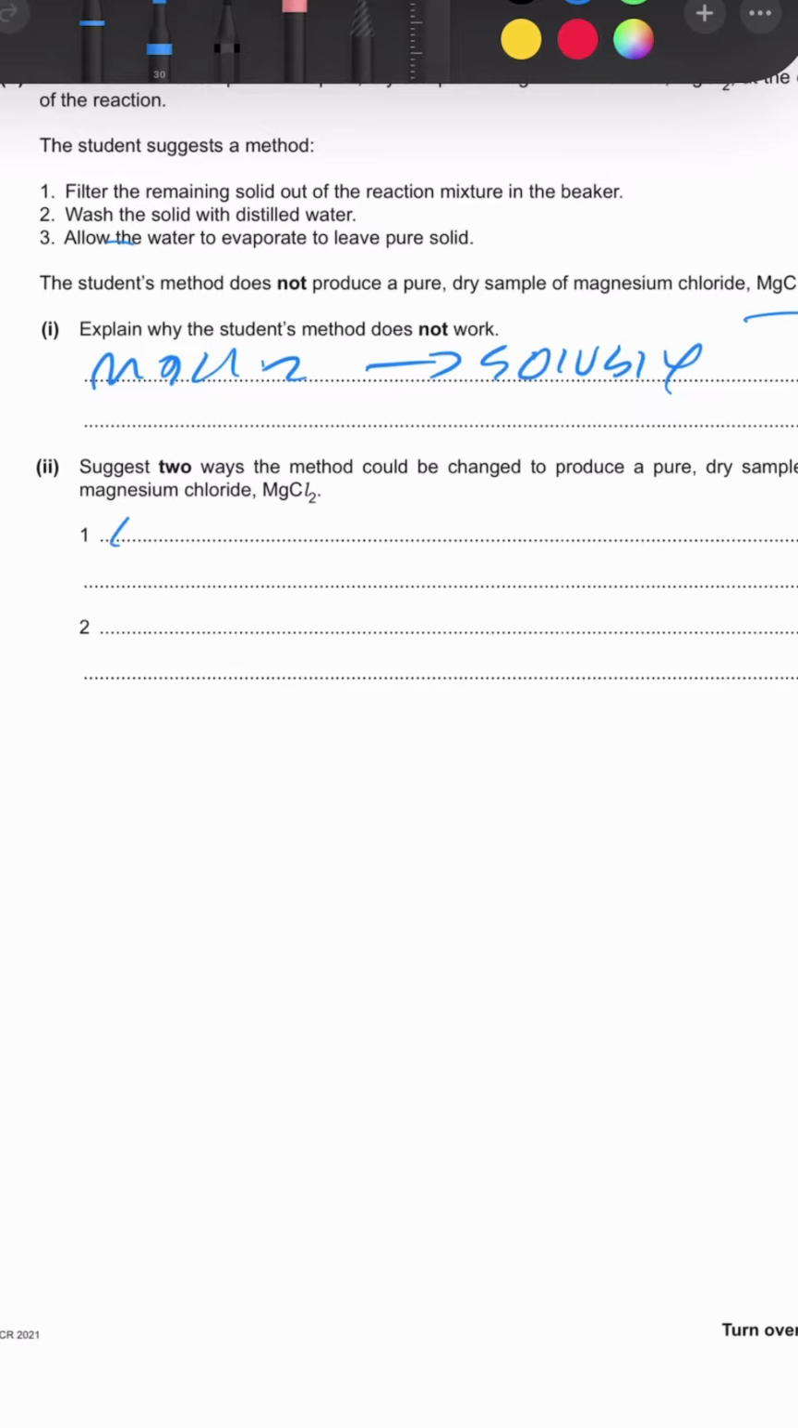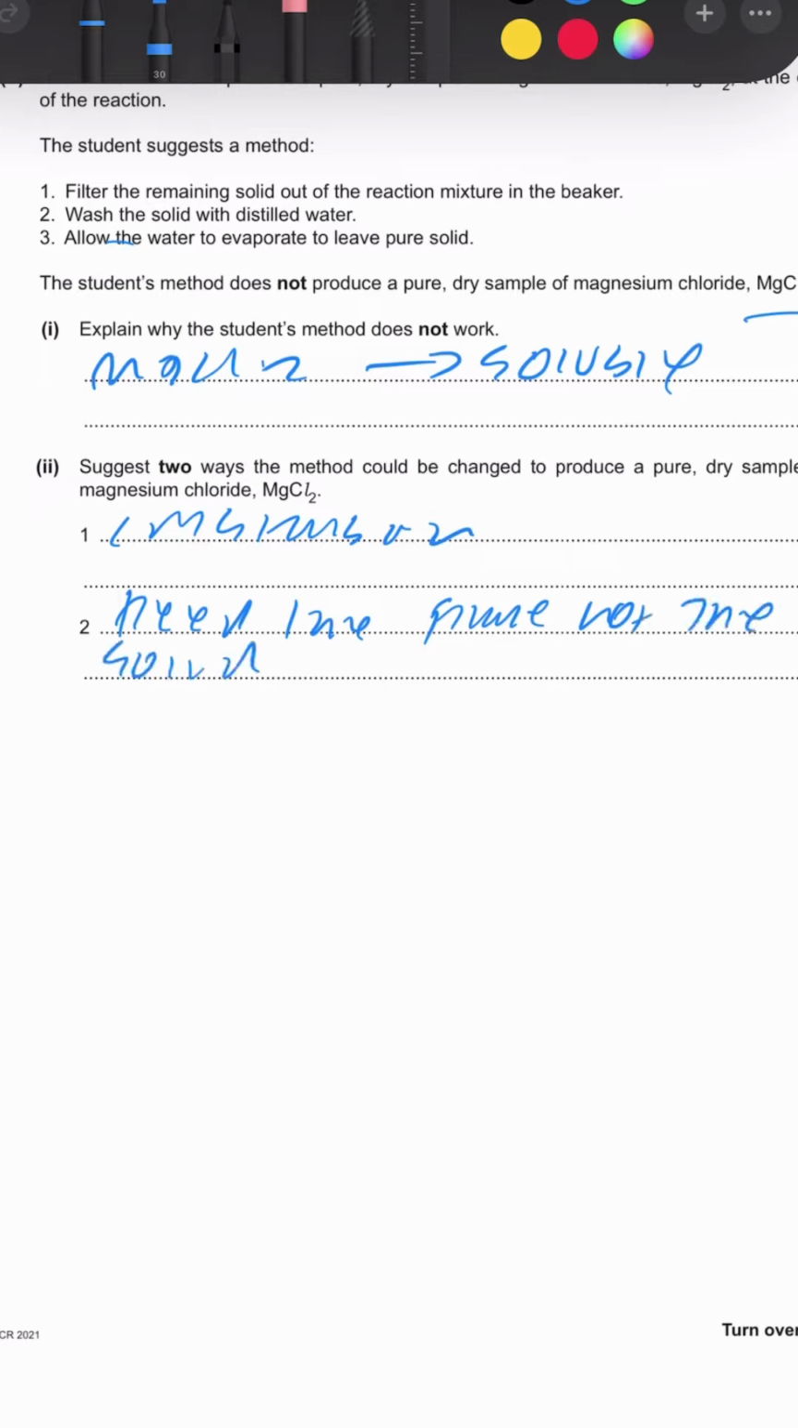Okay, so just two ways that the method can be changed to produce a pure dry sample of magnesium chloride. So the two ways that you could do it is that you could keep the salt solution and evaporate off that water, evaporate off the salt solution, and crystallize it. So crystallization, and keep the filtrate. Keep the filtrate, not the solid.